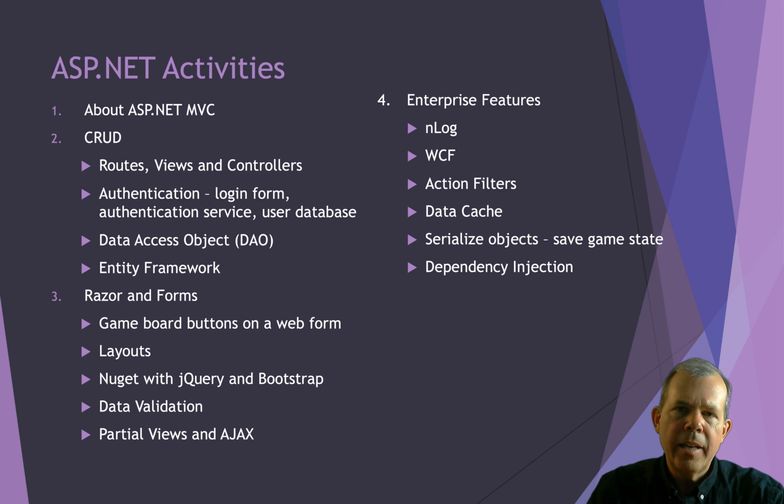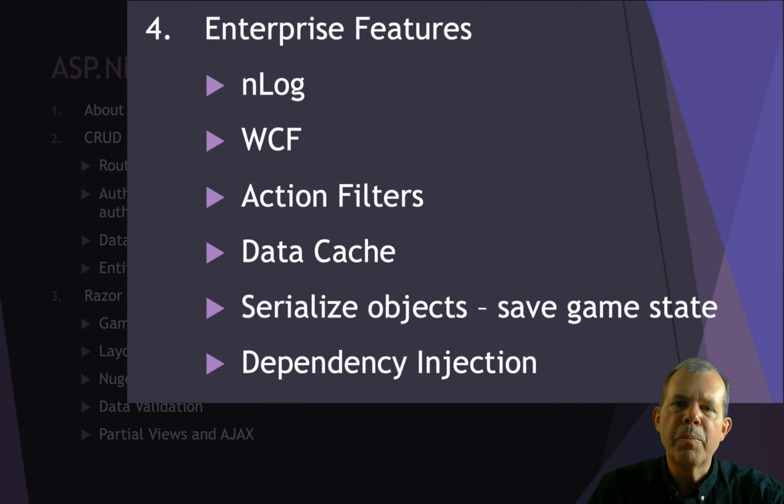Now finally, we got to the section called Enterprise Features. We did some logging. We created REST services, APIs that worked with JSON data. That is WCF. We worked with action filters, so that way you can filter out certain people, and so only certain pages are allowed. We worked with caching, which could help in some circumstances if you need an application improvement for performance. We worked with saving your game state to a database. And then also we worked with dependency injection.